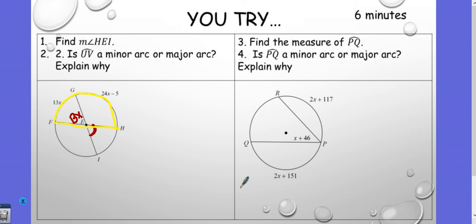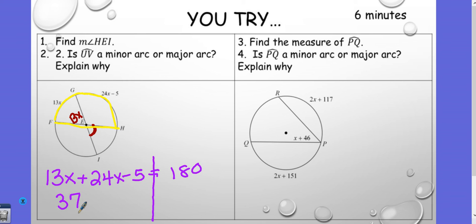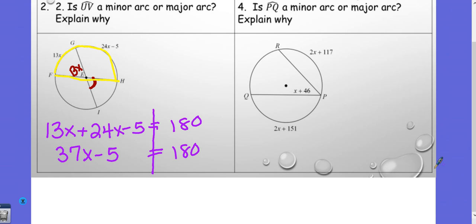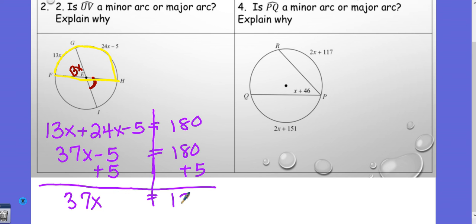If this is a diameter, that means out here we just made a semicircle. And if I know what these arcs are down out here, then I can say that that's a semicircle, and if I add these two arcs together, they should equal 180. So 13x plus 24x minus 5 equals 180. So here, 37x minus 5 equals 180. And here, I'm solving the equation, plus 5 plus 5, so 37x equals 185.